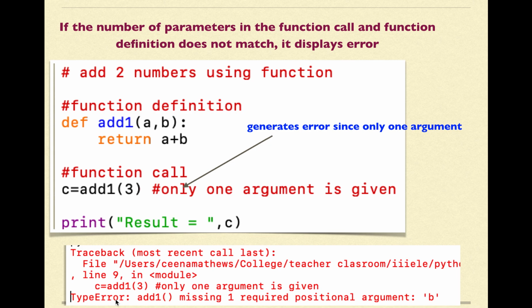It shows type error, add1 missing, that is the function name, missing one required positional argument b. This value 3 will be assigned only to a. So there is no value to be assigned to b. So that shows the error.